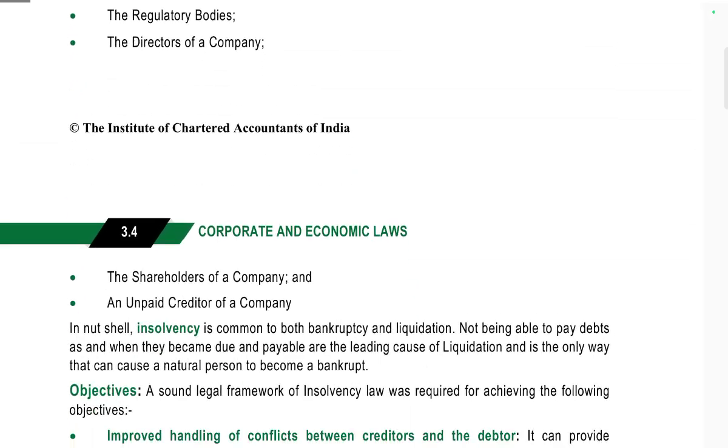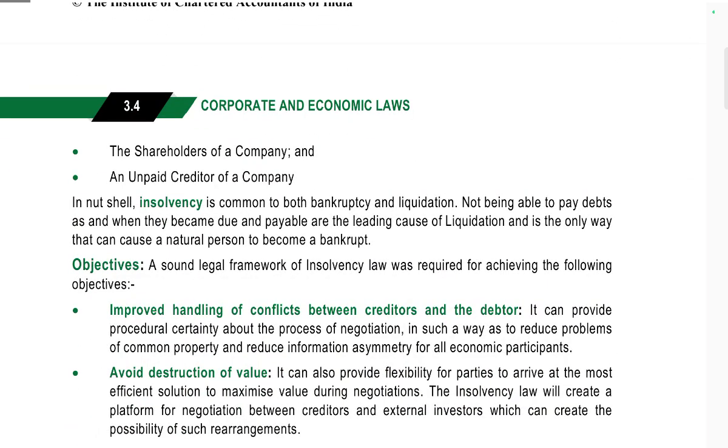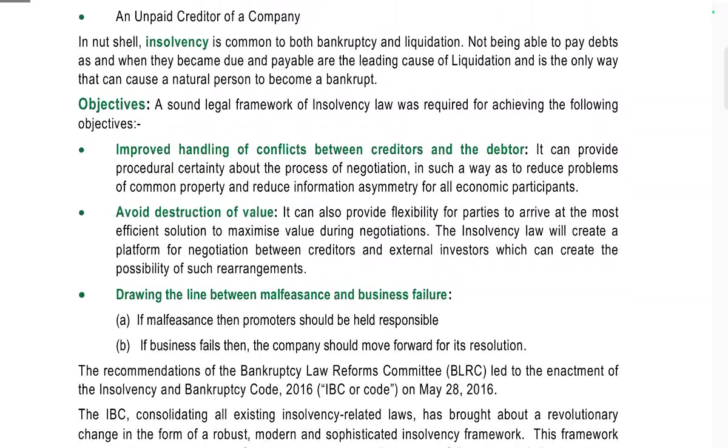They can initiate it. In a nutshell, insolvency is common to both bankruptcy and liquidation: not being able to pay the debts as and when they become due and payable. Lending causes liquidation, and it is only then that it causes a natural person to become bankrupt. Objective: a sound legal framework of insolvency law is recommended for achieving the following objectives.